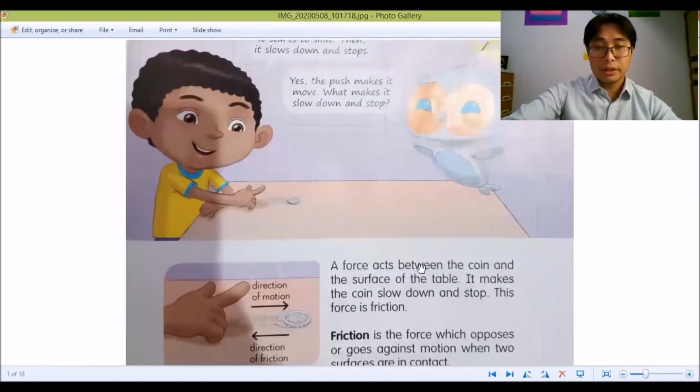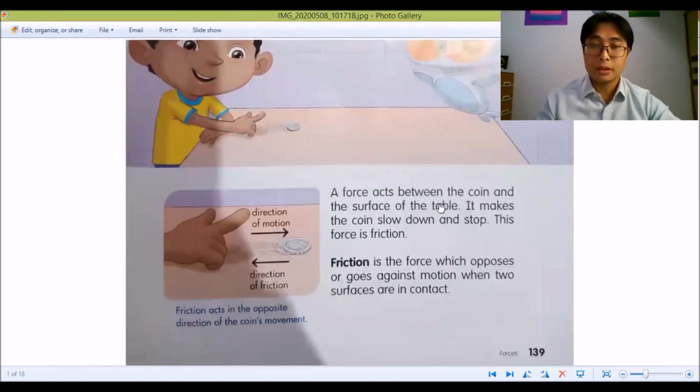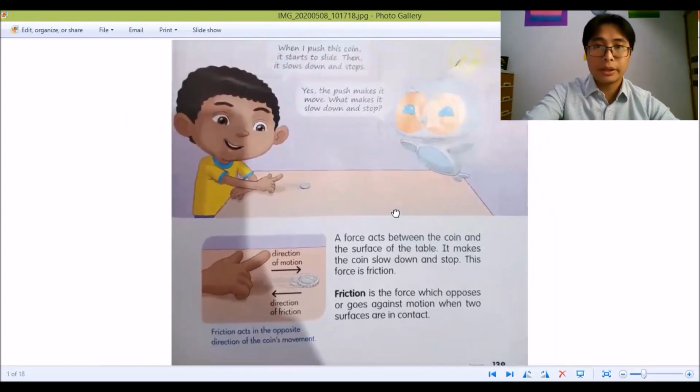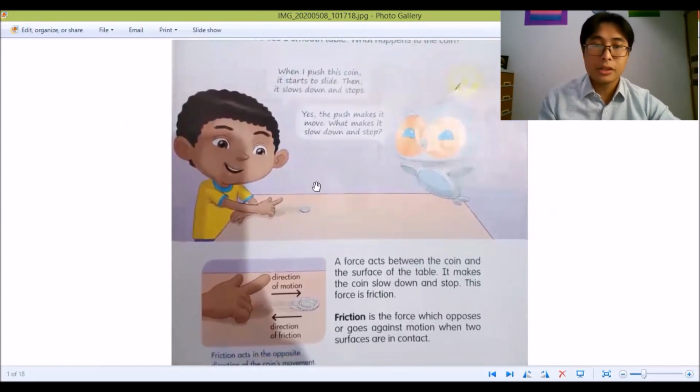So according to your book, friction is the force which opposes or goes against motion when two surfaces are in contact. So we have an example here. There is a coin and a table with a smooth surface. So when we push the coin, it will start to slide.